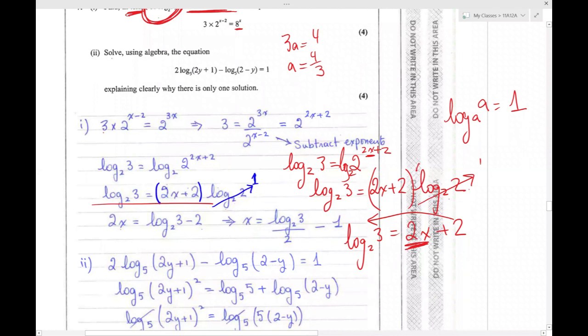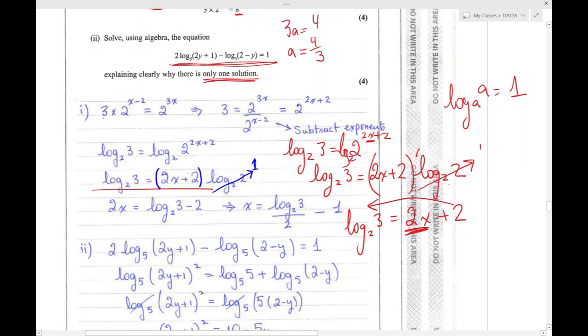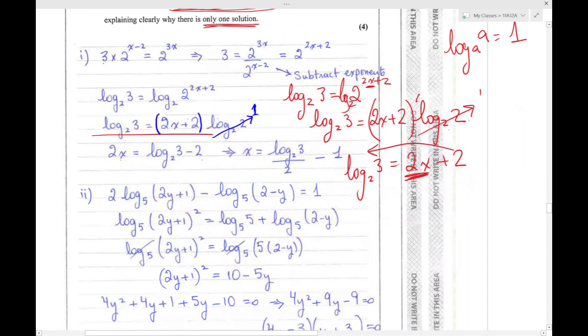In part double i, solve using algebra the equation. So now you have to solve this equation, explaining clearly why there is only one solution. So you start doing the solving. So this is what you need to solve.